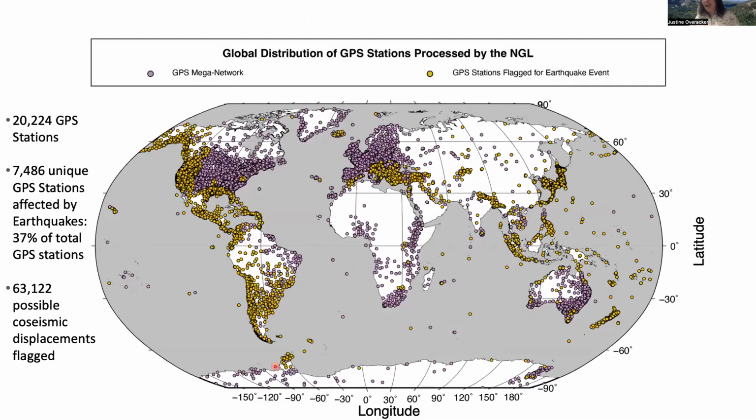So now that we have a way to estimate coseismic displacements, we can apply this strategy to the whole world, the whole GPS mega network. So here's the global map again with the GPS mega network, but this time I've also plotted stations flagged for earthquake displacements in gold. So there are 7,486 unique GPS stations plotted. That's 37% of the GPS mega network. And this accounts for over 63,000 possible earthquake displacements.